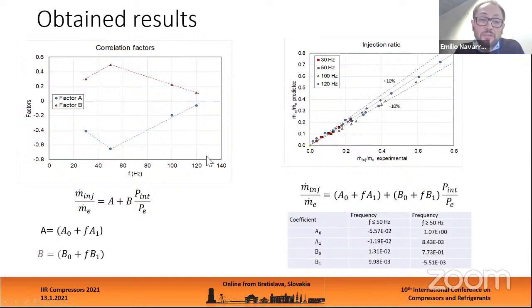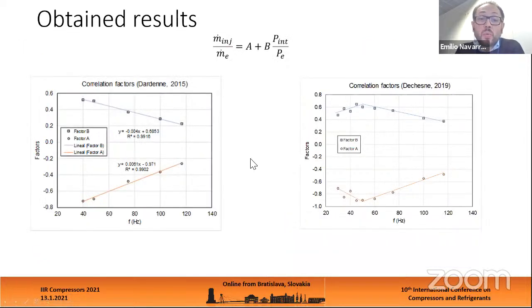As we know that we don't have enough data with the performance experiment that we have developed, we have gone to the literature and analyzed the data published by the work of Dardenne in 2015 with a vapor injection scroll compressor of variable speed working with R134A, and also the data published by Deschen in 2019. Analyzing the results from Dardenne, we observed that although he only has results for frequencies higher than 40 Hz, the linear trend is also followed for the parameters A and B, and we don't have this decrease that we observed before for the frequencies of 50 Hz.